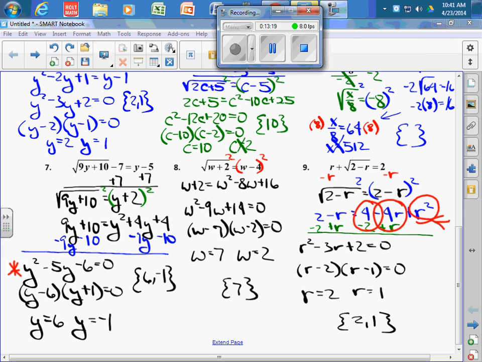When you factor that, you get r minus 2 and r minus 1. And that'll get you r is equal to 2 and r is equal to 1. And in this case, both of these solutions work. Go on to the next page and see what we have there.